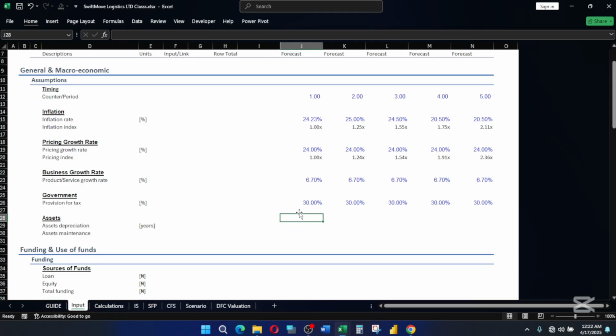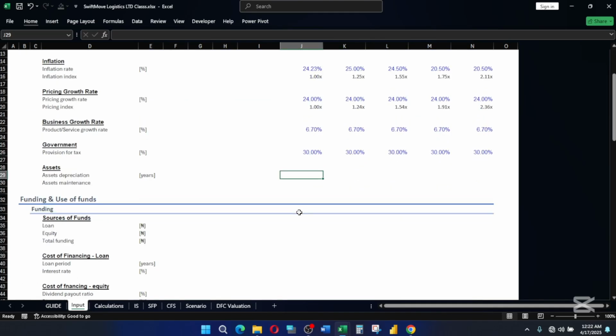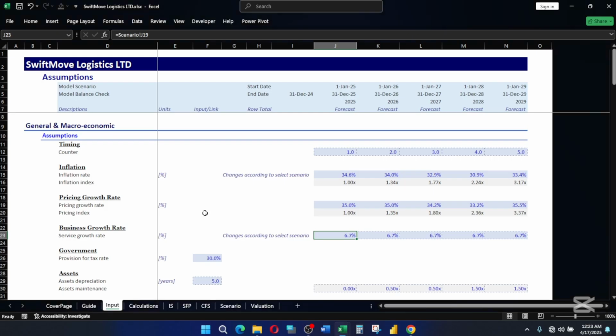Now the next one is assets. This is also very important. Assets are the resources we use in generating revenue for the business. What we are saying is, if we have this asset, how many years do we think it is going to last? How many years? So in this case, let's say we have a set of assets, property, plant, and equipment, and these assets are expected to last for 5 years, right?